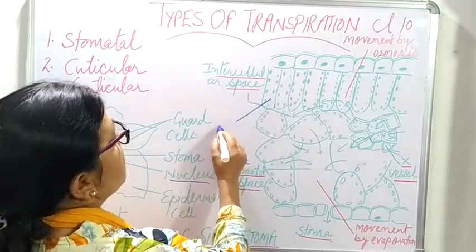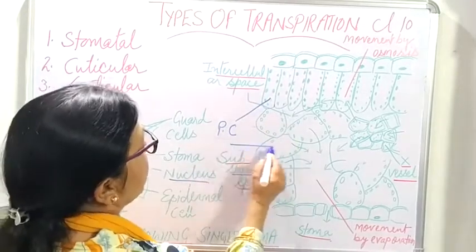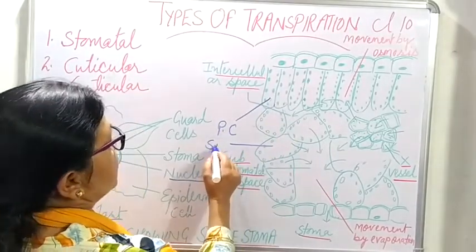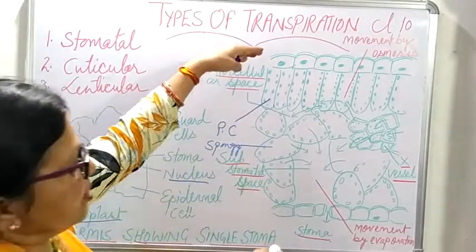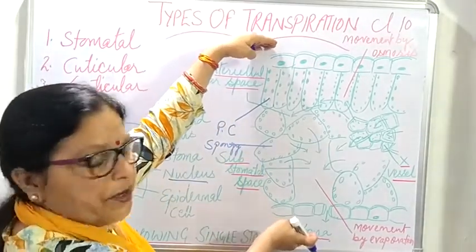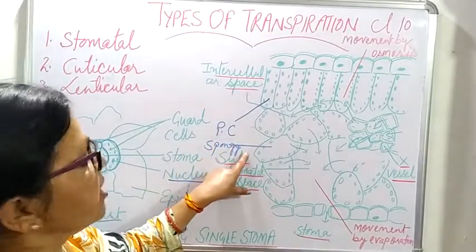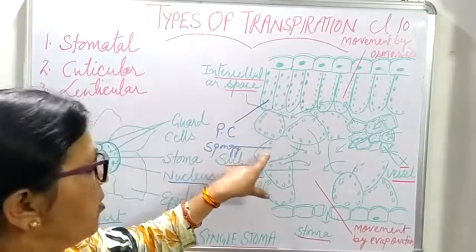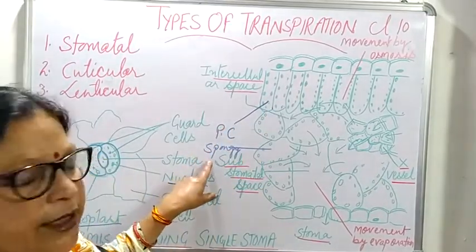These are called palisade cells, and below them are the spongy cells. So two types of cells are present in between the upper epidermis and lower epidermis. These are called palisade cells and spongy cells. Both together are called mesophyll cells. This you have already learnt in class 9.